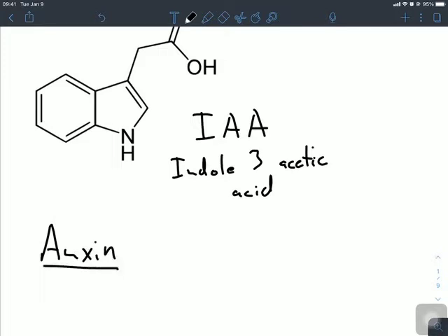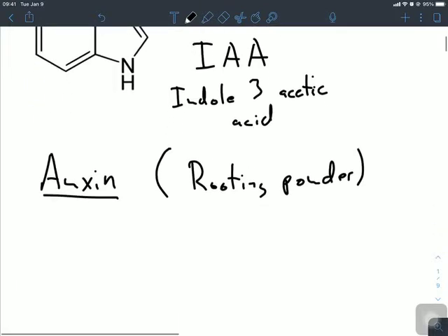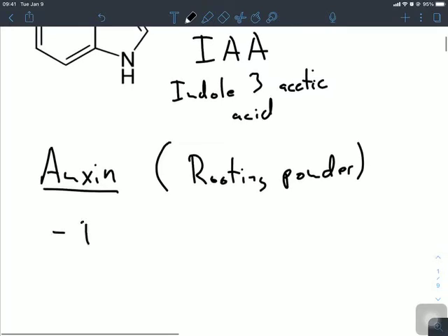Now, auxin is incredibly common. You can even buy it at your local hardware store or plant store. You can buy it in a bottle in powdered form as rooting powder. And as we will discuss today, that's because a lot of it is trafficked towards the root apical meristem. It is known as the plant growth factor.